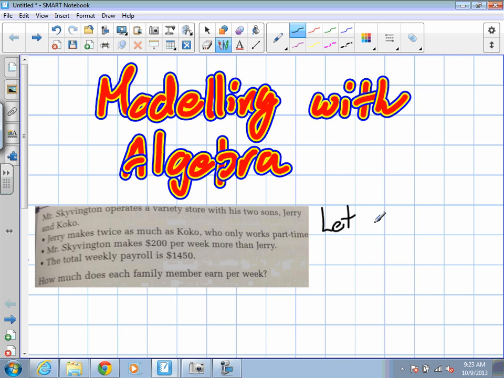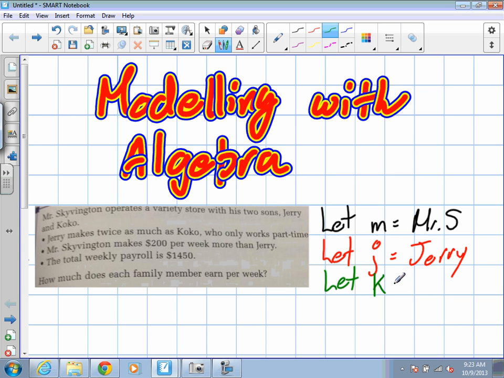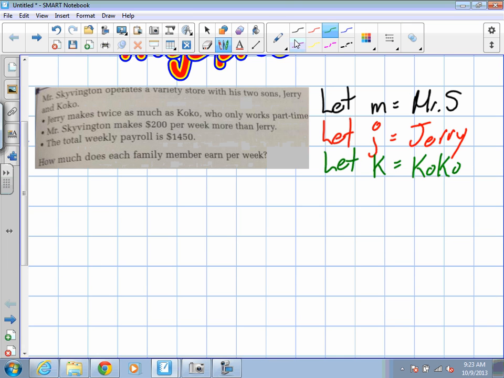We'll say let M equal Mr. Skivington, or Mr. S. Let J equal Jerry. And let K equal Coco. So, the very last bullet statement, we are going to set up an equation for.